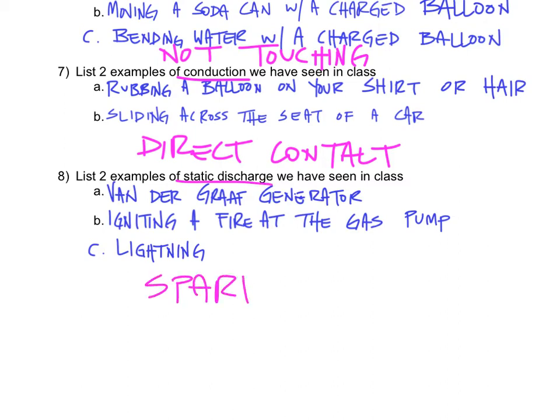Okay, so the Van de Graaff generator, when we had that going, there were sparks shooting out. That lady in the video, if she charged herself through conduction by sliding across the seat, that charge transferred to her gas pump through the static discharge, which ignited the fire of the gas pump. And another one that we've all seen is lightning. Lightning is a spark that jumps from the clouds to the ground. Okay, so it's just a spark on a bigger scale.